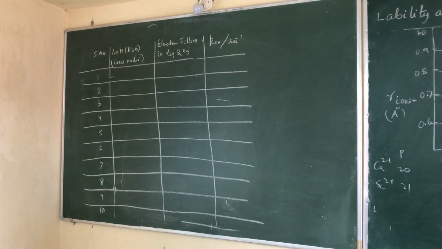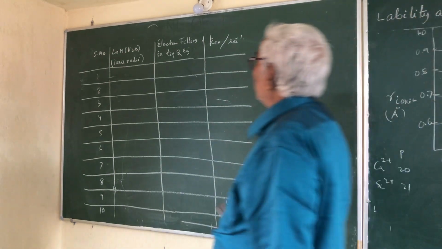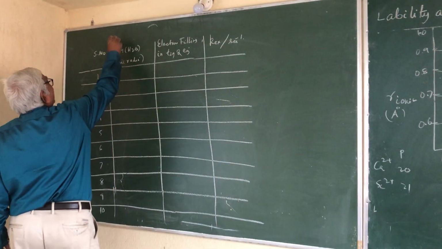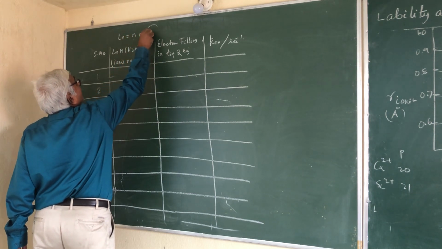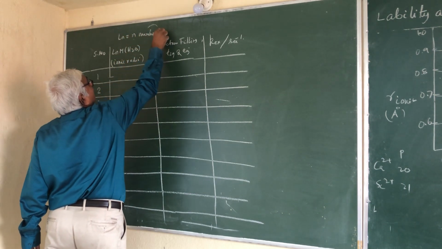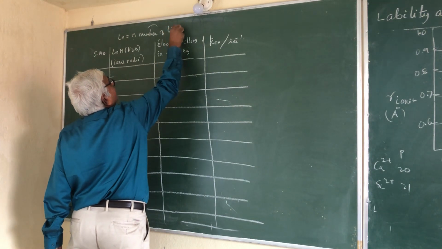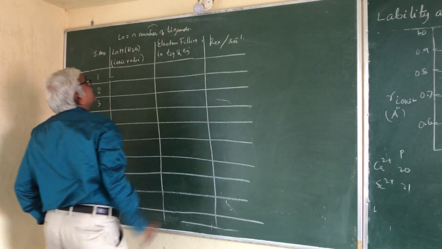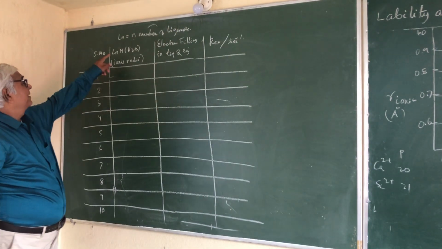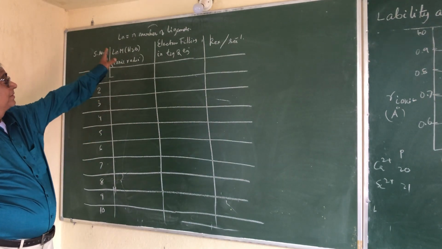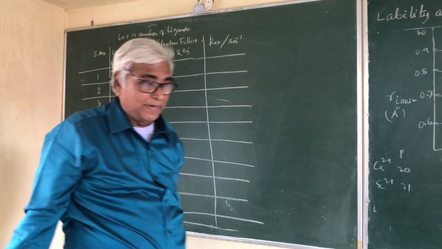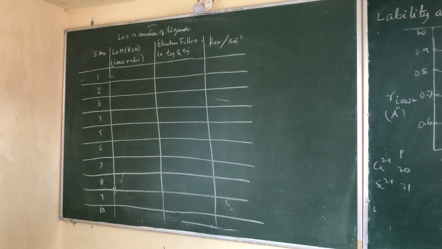LN means ligand, N means number of ligands. Water, so it depends: 5 plus 1, 6.